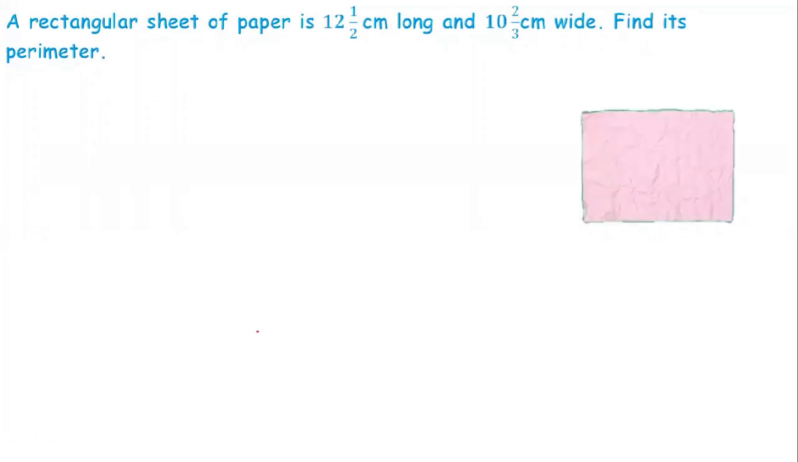This is a rectangular sheet of paper. It is 12.5 centimeter long. The length of the paper is 12.5 centimeter, and 10 2/3 centimeter wide. The breadth of the sheet is 10 2/3 centimeter.